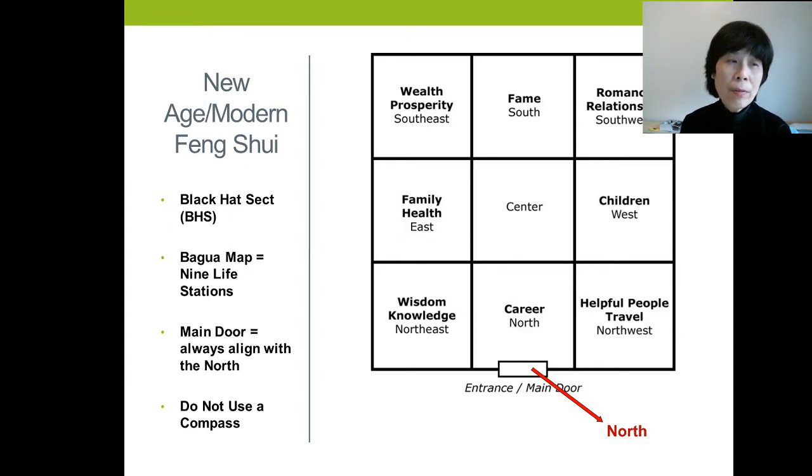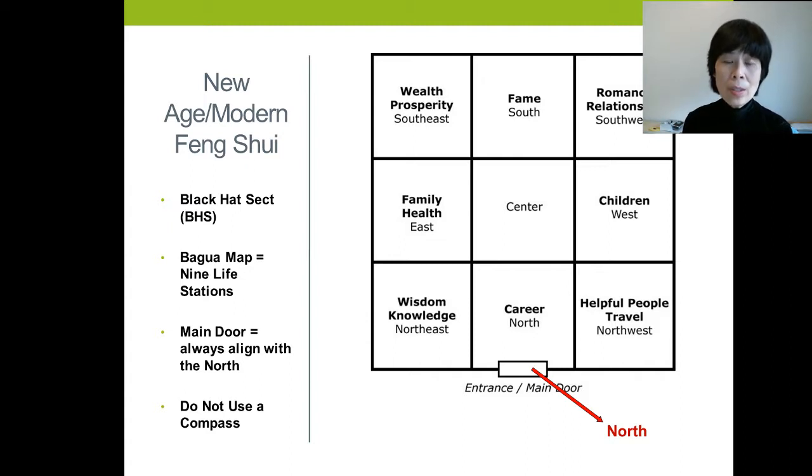Now, the modern Feng Shui does not use the compass directions. Instead, its tool is the Bagua Map, or the 9 life stations of life, which divides a house into 9 life stations of prosperity, fame, relationship, health, the center, the children, the knowledge, career, and travel. As you can see here in this slide, this is the Bagua Map with all the 9 stations of life.